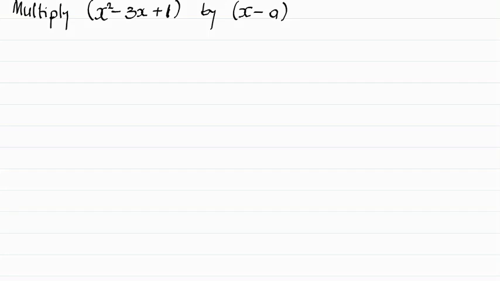Alright guys, welcome. We're given a question from JAMB 1991, an algebraic expression where we are asked to multiply (x² − 3x + 1) by (x − a). To work on something like this, we'll quickly write down the solution.